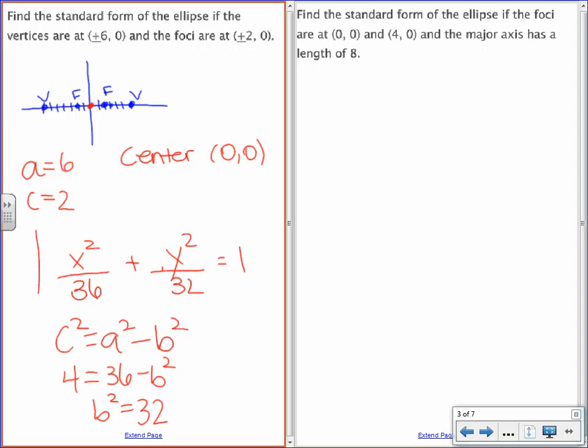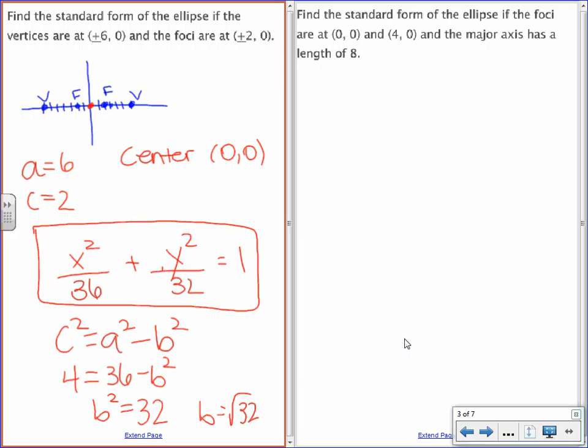Okay? Some of us were getting hung up on trying to simplify radical 32. In this instance, it doesn't matter because we have to square it when we put it back into our equation. Okay. Any questions on the first one? You guys are doing really well with this first one from what I observed.